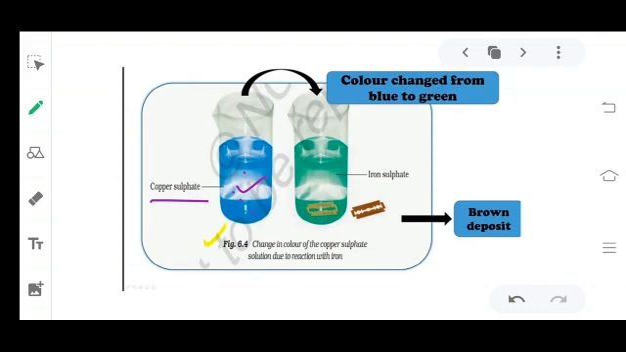After 30 minutes, if you observe, the blue color solution turns green color, and also on the surface of the blade you would see brown color deposit, and the turning of blue solution into green is due to reaction of copper sulfate with iron, resulting in the production of iron sulfate, and copper is deposited on the blade. The brown deposit on the blade is copper.